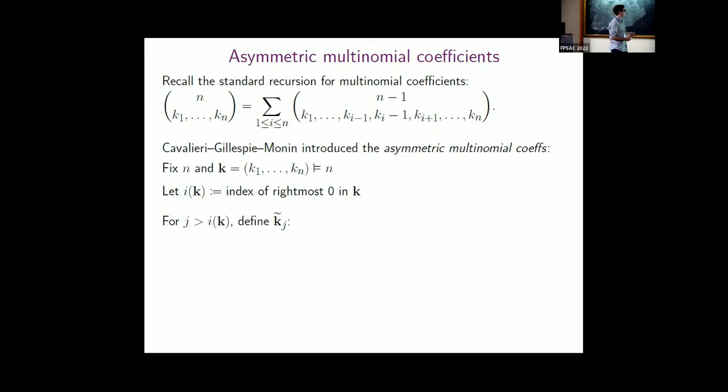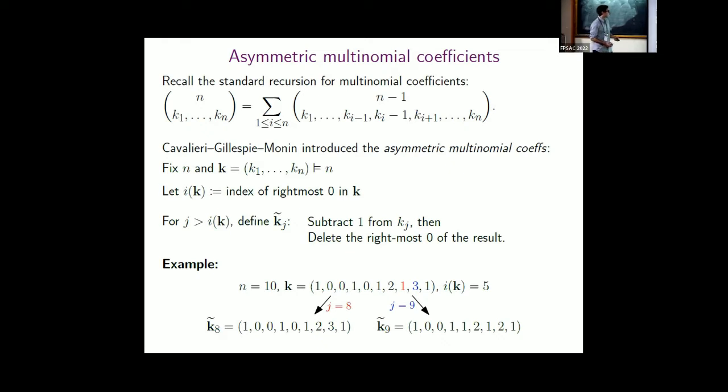So you fix a composition of n, and let I of k be the index of the rightmost zero. If there are no zeros in the composition, then you let I of k be 0. For each index j greater than I, you define a new composition with the following process. You subtract 1 from the jth part, and then you delete whatever the rightmost 0 is of the result. So there are two cases. If kj is 1, then you delete kj. And if kj is greater than 1, then you subtract 1 from kj and delete the ith position.